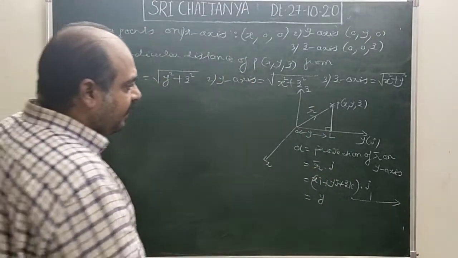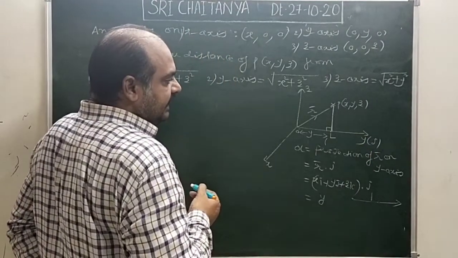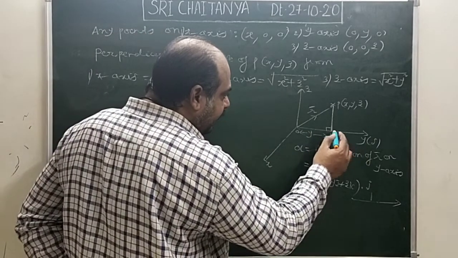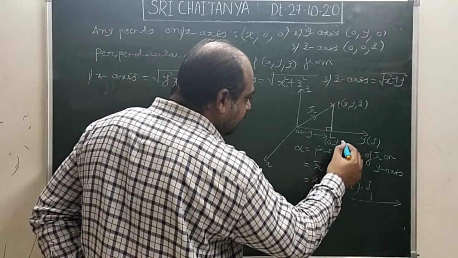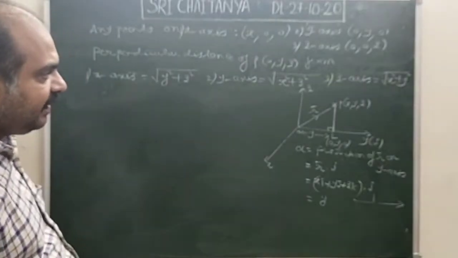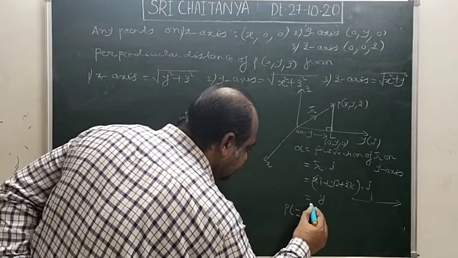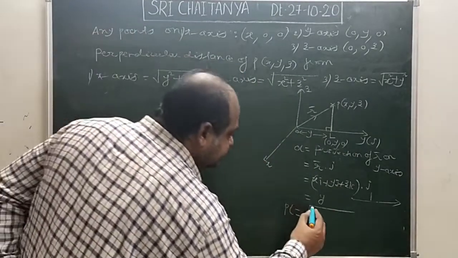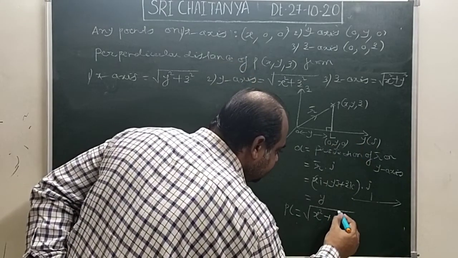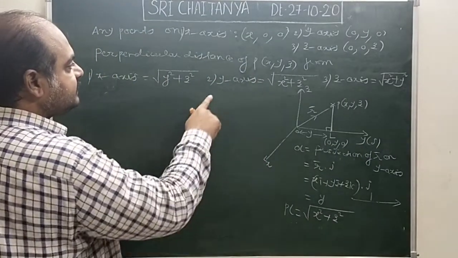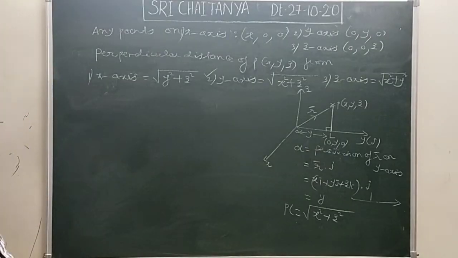Therefore, the L point lies on the y-axis, and this is its y coordinate. That means 0, y, 0. Therefore, PL is nothing but the distance between these 2 points. So, root of x square plus (y minus y) square plus z square. Like that, the perpendicular distance from P to the y-axis is root of x square plus z square.